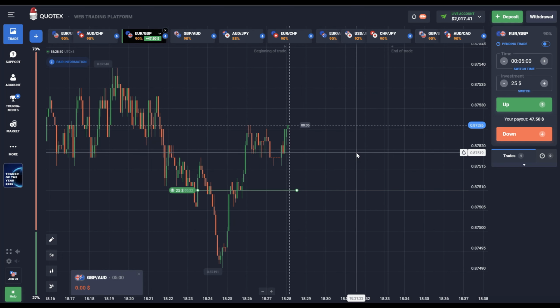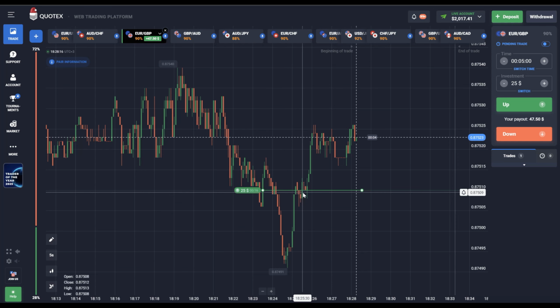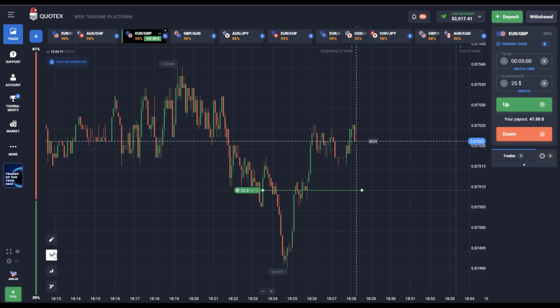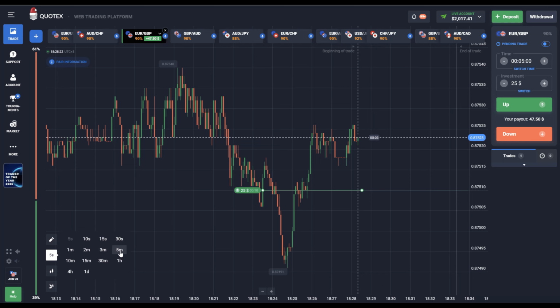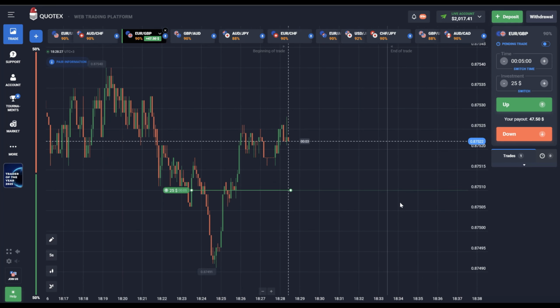Euro, British pound, 20 seconds. Here, of course, as well. The price was a bit in the negative for us for a while. But overall, the forecast turned out to be correct as well. The price went up, which will bring us profit. With 7 seconds left, everything is good here.